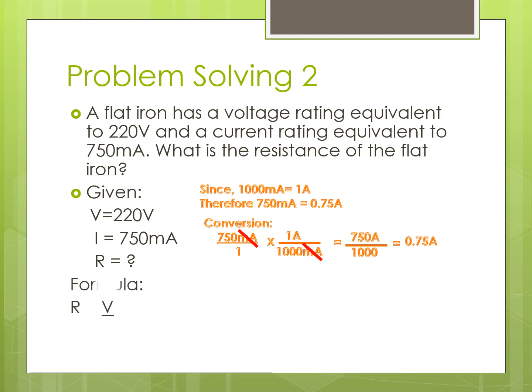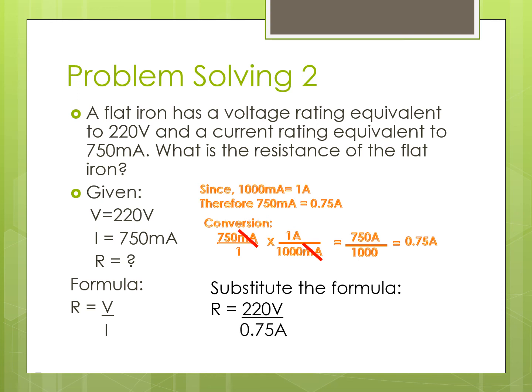So let us now proceed with the formula. Our formula will be resistance is equivalent to voltage over current, or R is equivalent to V over I. Substituting, resistance is equivalent to 220 volts over 0.75 amperes, and it will give us the result of 293.33 ohms.